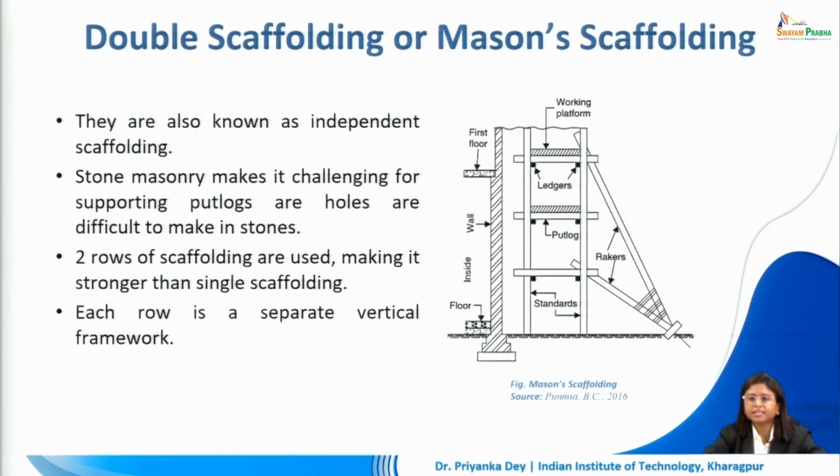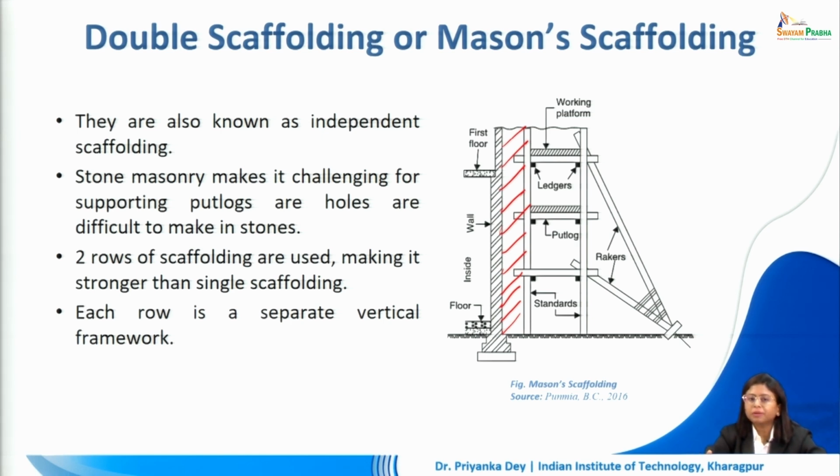The next type of scaffolding is called the double scaffolding or the mason scaffolding. Because this is not connected to the wall, as one can see here, there is a significant distance between the first layer of standards and the wall alongside which it is being created. Because this gap is there, this scaffolding is actually standing on its own. That is why it is also known as the independent scaffolding.